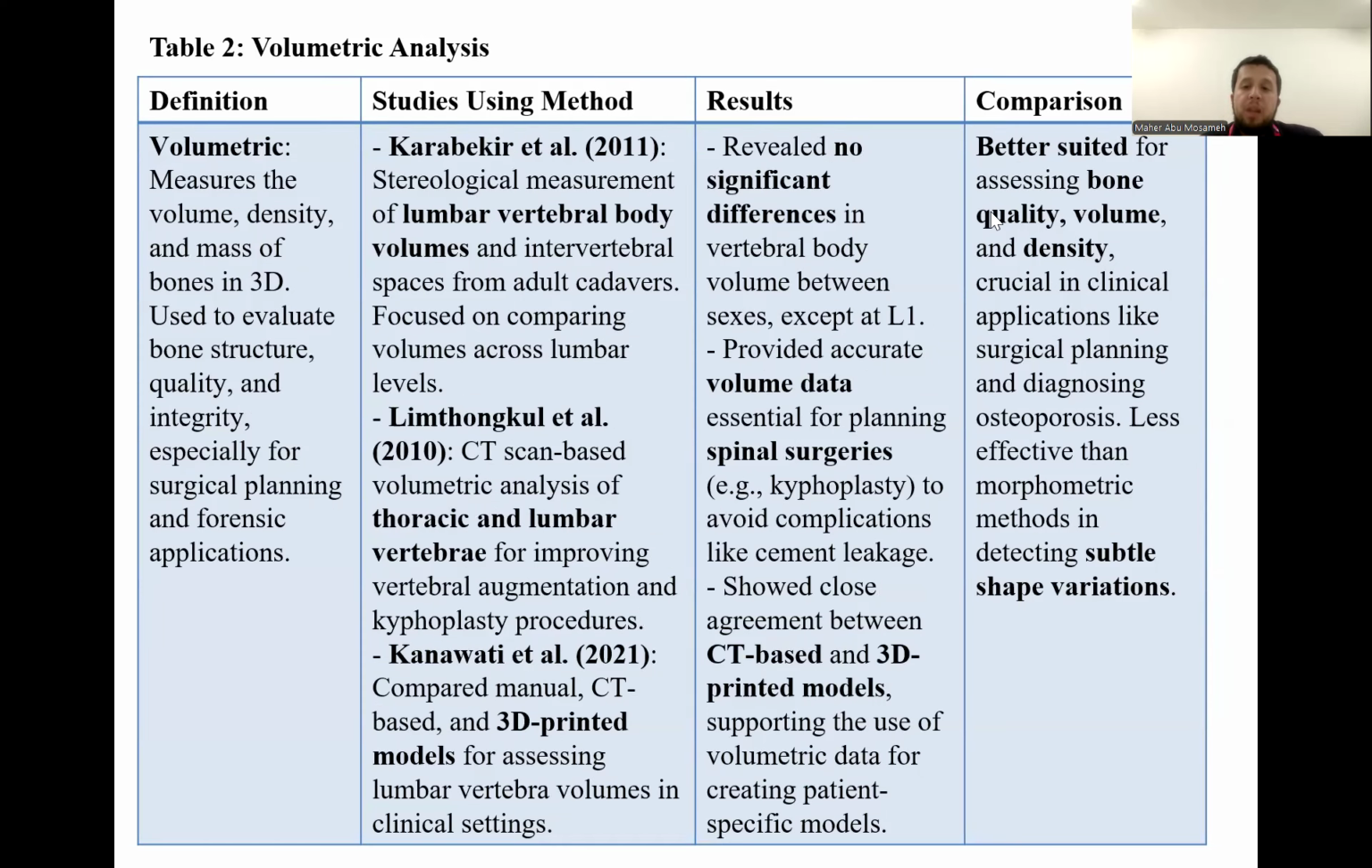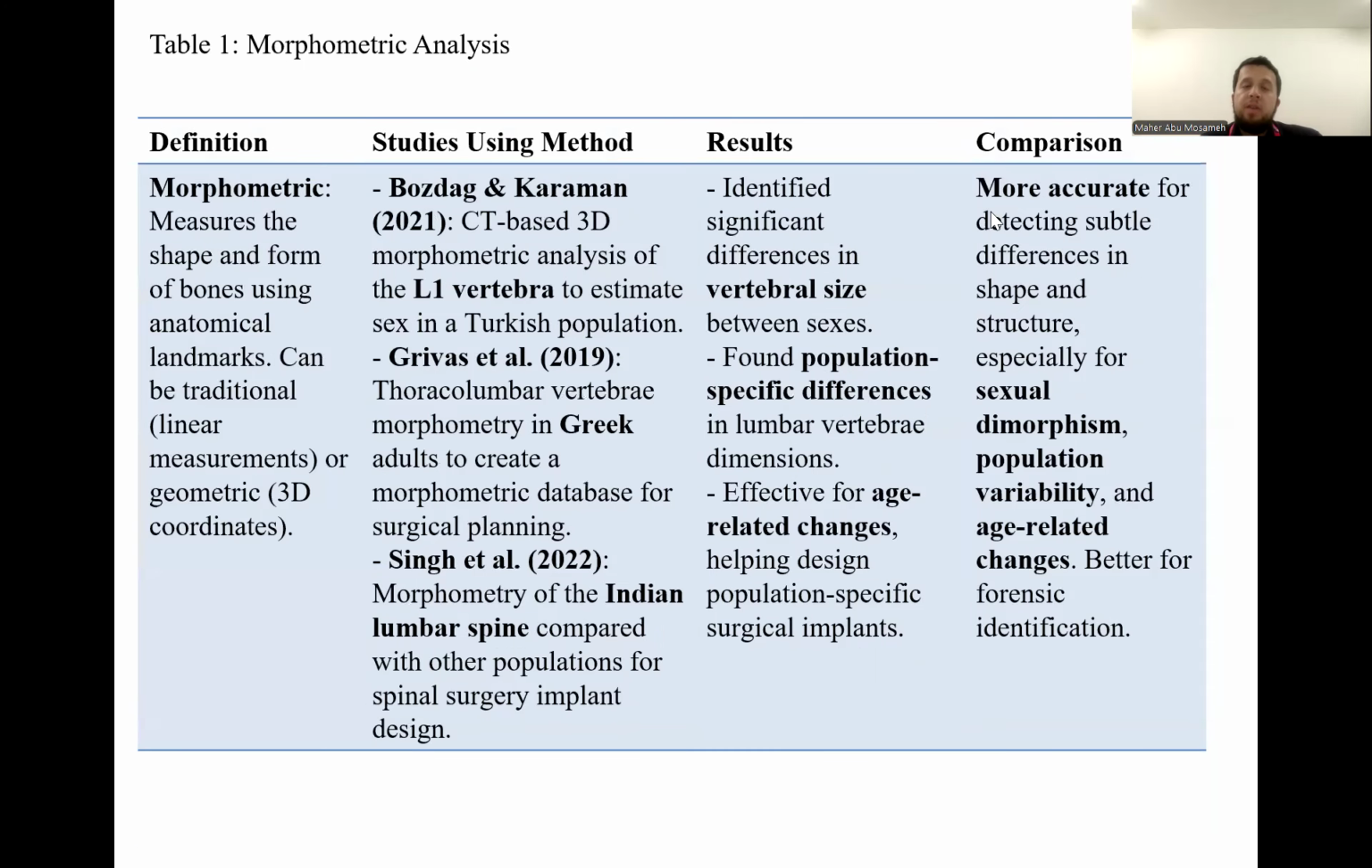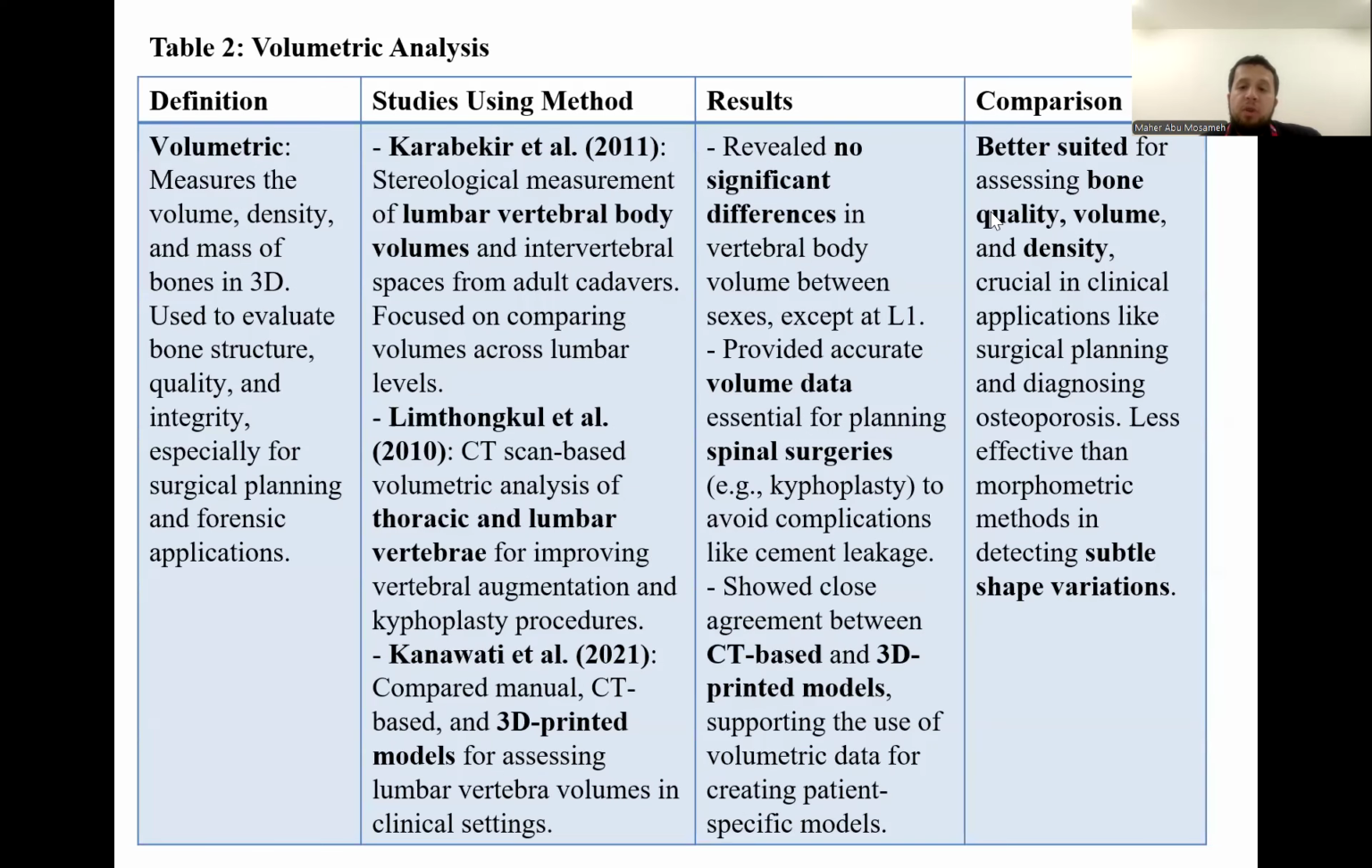So in summary, both are important in forensic identification as well as for clinical application, but morphometric analysis detects subtle differences in shape, size, and structure, which is important for the three factors. While volumetric is important for clinical application and surgical planning, like diagnosing osteoporosis.